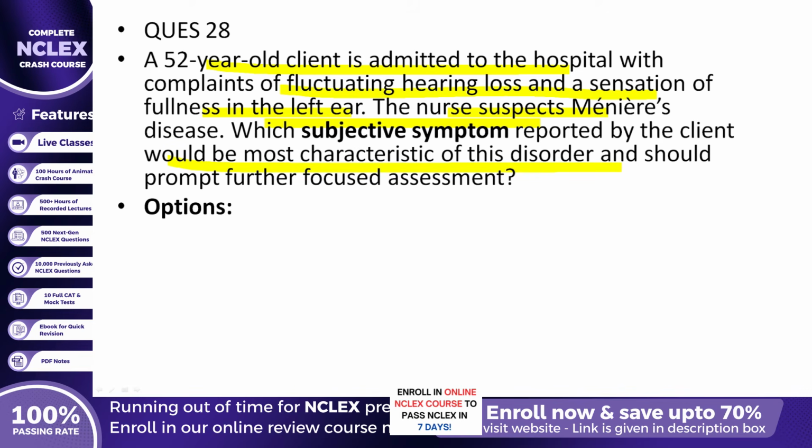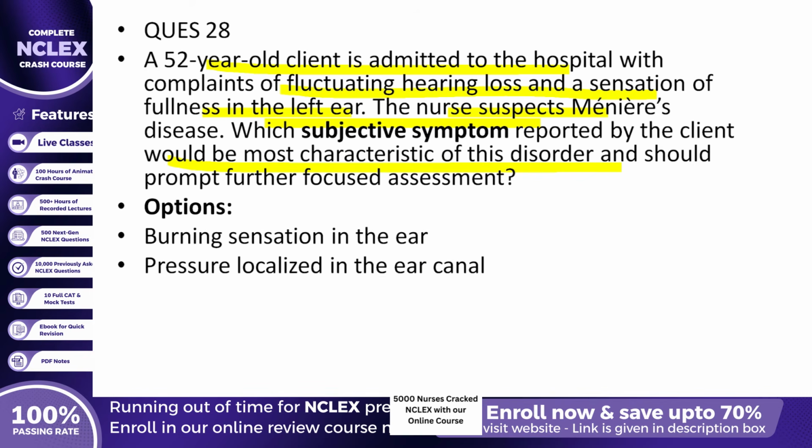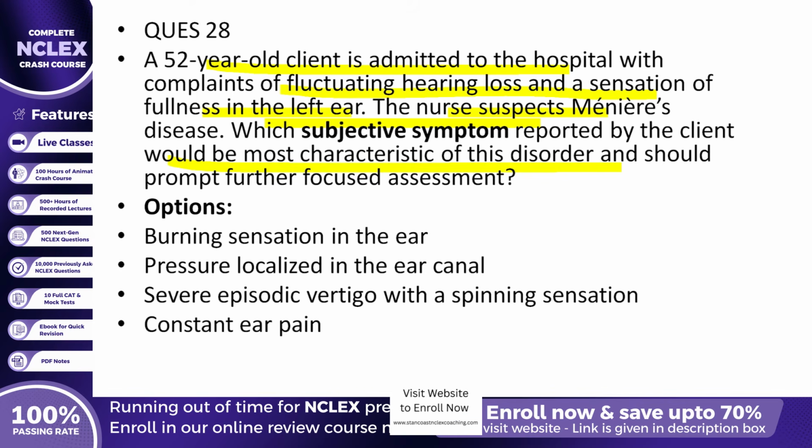Here are the possible options to consider. Option 1, a burning sensation in the ear. Option 2, pressure localized in the ear canal. Option 3, severe episodic vertigo with a spinning sensation. And option 4, constant ear pain. The correct answer is option 3, severe episodic vertigo with a spinning sensation.